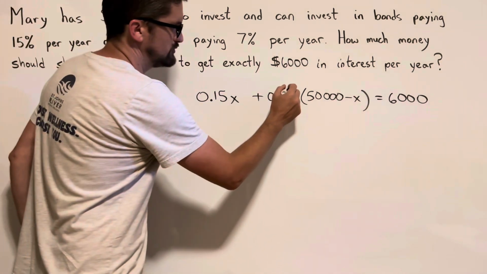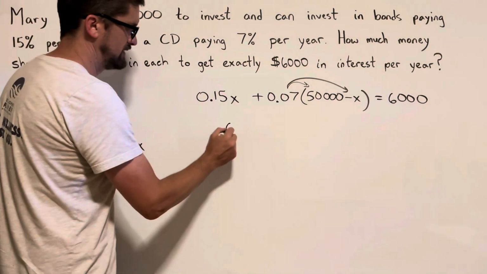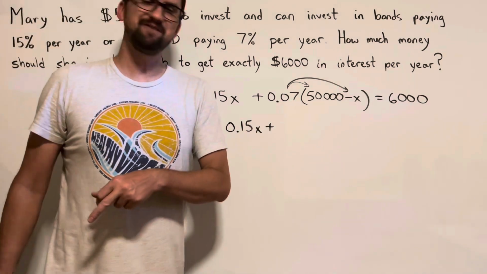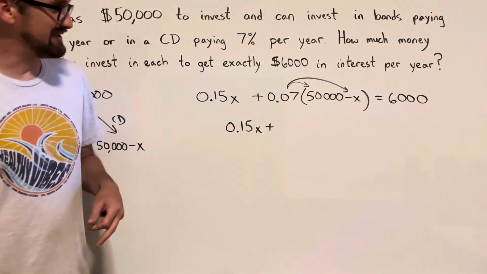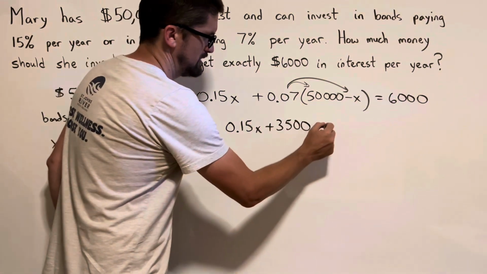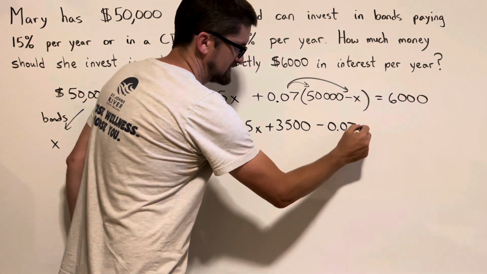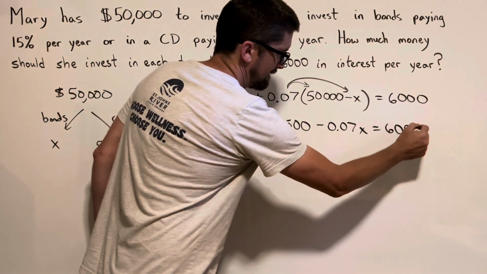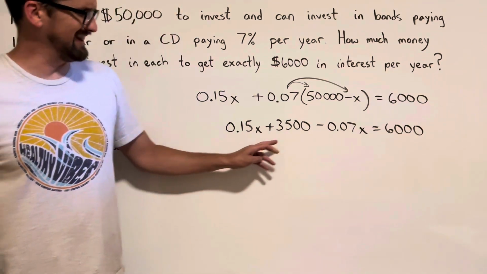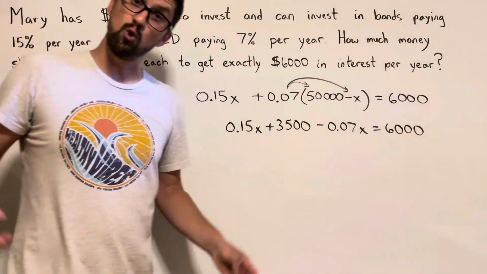All right, so here I'm going to distribute 0.07, bring down 0.15 times X. 0.07 times 50,000 is going to be 3,500. And then 0.07 times X, I'm going to write as 0.07 times X. Bring down the equal sign and the 6,000. I'm going to combine the like terms, the X terms: 0.15X minus 0.07X is 0.08X.